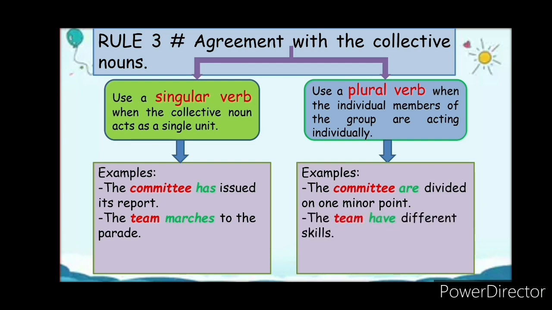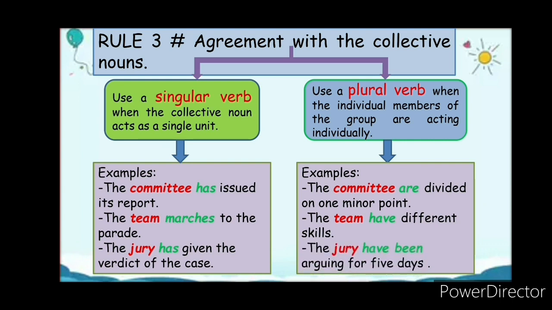On the other hand, in the sentence, the team have different skills. Here we are talking about the different skills of the members of the team. Hence, the collective noun team has been taken as plural. Alongside, you can see the usage of plural verb have. Finally, the jury has given the verdict of the case. Here, the jury has given the verdict unanimously. Hence, the collective noun jury and the verb has are singular in number.